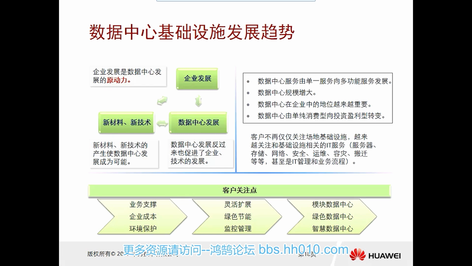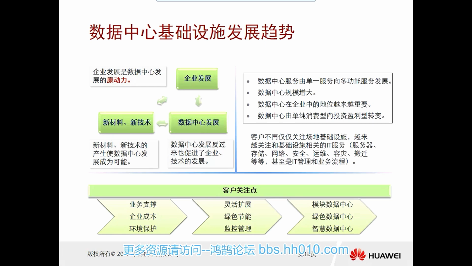Looking at this example, the development of the company's business, the development of data centers, and the advancement of new technologies are actually three parts of a complementary process. It's also a mutual restriction, and they also promote each other. At the same time, the development of corporate business is the driving force of data center development, that is, development determined by demand.